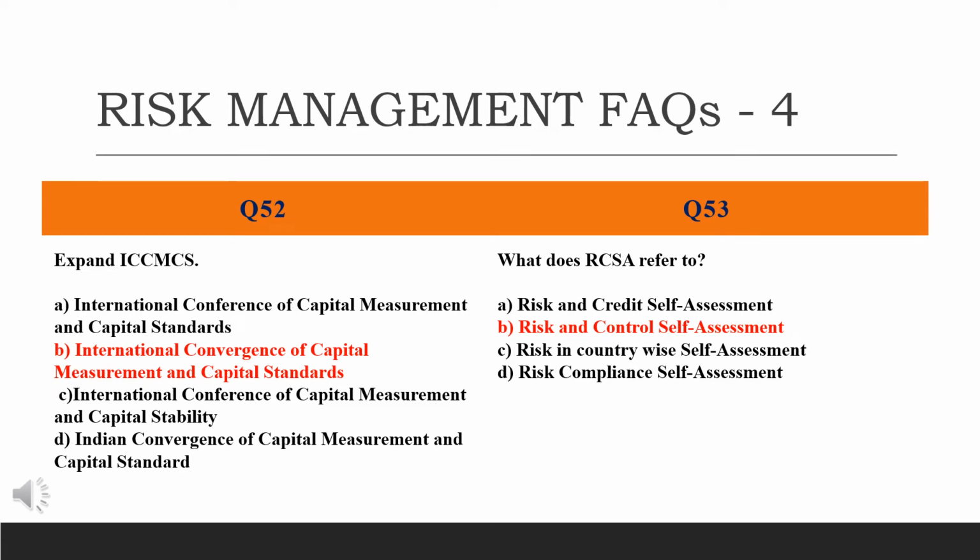ICCMCS is a main term. The answer is B, International Convergence of Capital Measurement and Capital Standards. This is a document released by the Basel Committee on Banking Supervision, called BCBS, and is the foundation of the international approach for capital adequacy standards across the world. Okay, that's why.